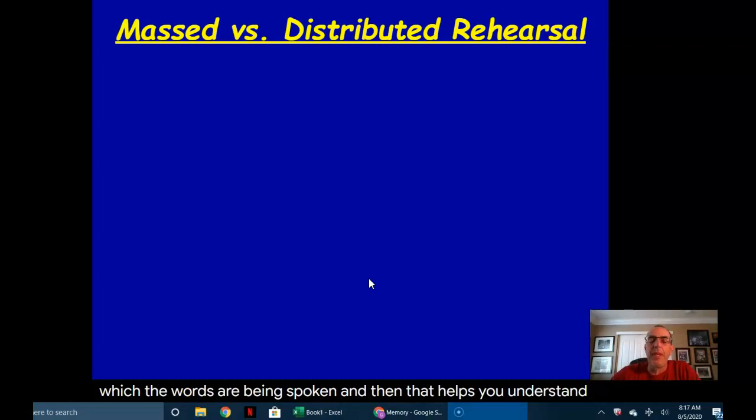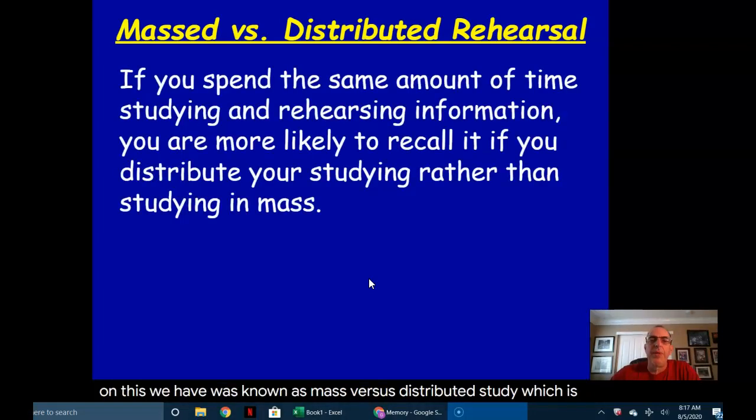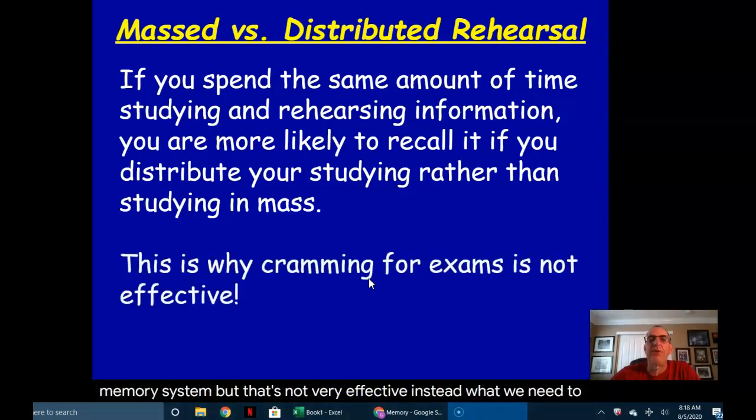Now, based on this, we have what's known as mass versus distributed study, which is also a problem that a lot of students tend to have. And so what happens here is that a lot of us have been trained to memorize right before the exam. Because you'll tell yourself, well, I can't study today if the exam's not until next week because I'll forget it all by then. And so we're used to cramming at the last minute, just trying to stuff as much as we can into our memory system, but that's not very effective. Instead, what we need to do is what's called distributed studying. We study a little bit every day.